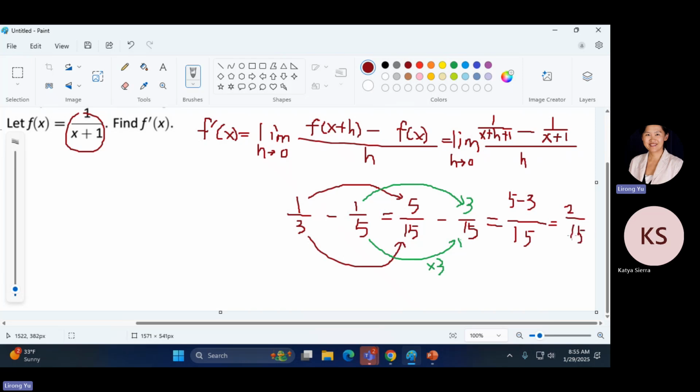You can use your calculator to double check. 1 over 3 minus 1 over 5 is 2 over 15. So that's how we handle subtraction of fractions that have different denominators.